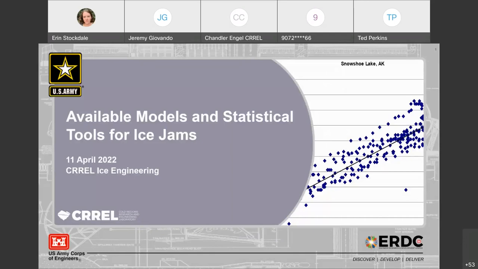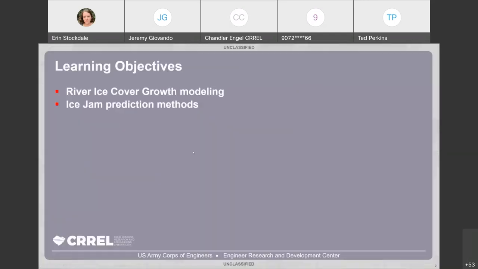So this presentation is on models and statistical tools for IGM. The presentation that I'm going to give here has two parts that were combined together because they are related, but it'll seem like we're going to shift gears a little bit after the first part, which gets a little bit technical.